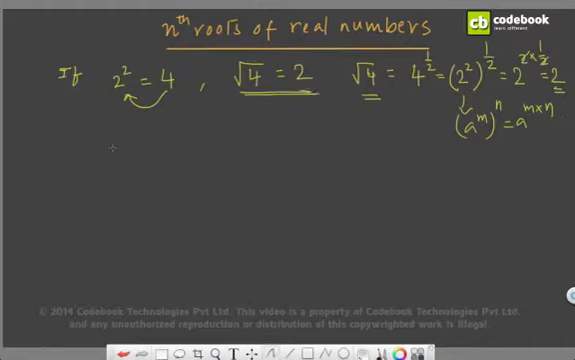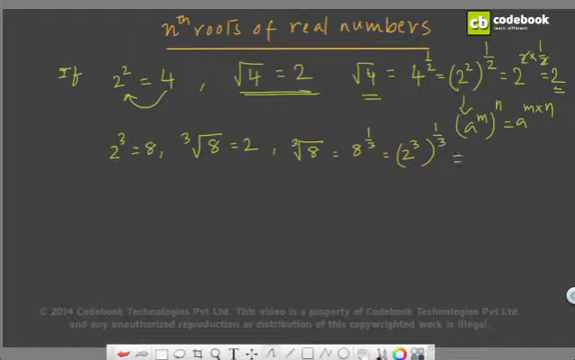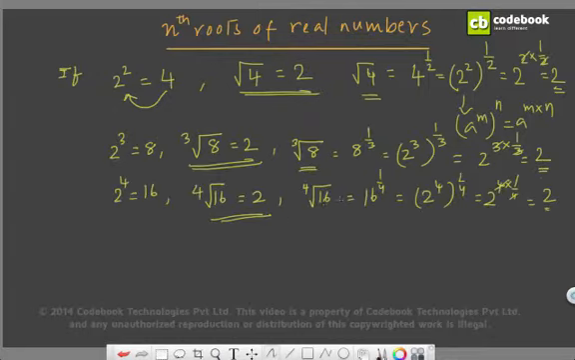Similarly, if 2 cube is equal to 8, then we say cube root of 8 is equal to 2. The same can be explained as follows. Cube root of 8 is equal to 8 power 1 by 3, which is equal to, 8 is 2 cube, so 2 cube whole power 1 by 3, which is again in the form of a power m whole power n, which is equal to 2 power 3 multiplied by 1 by 3. 3 and 3 get cancelled and it is 2. So cube root of 8 is 2.